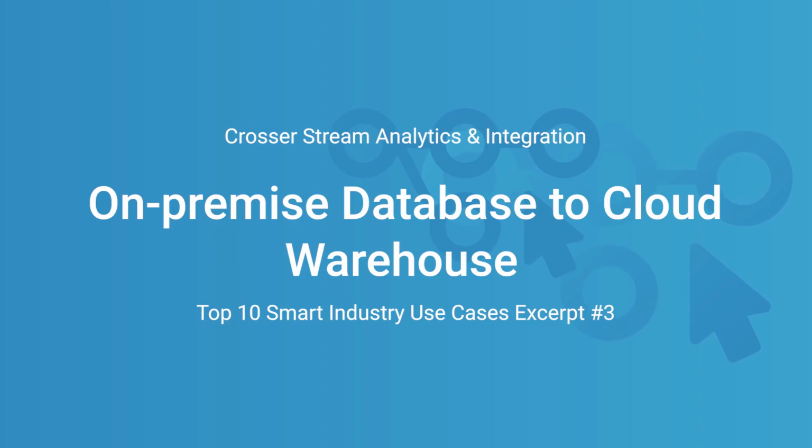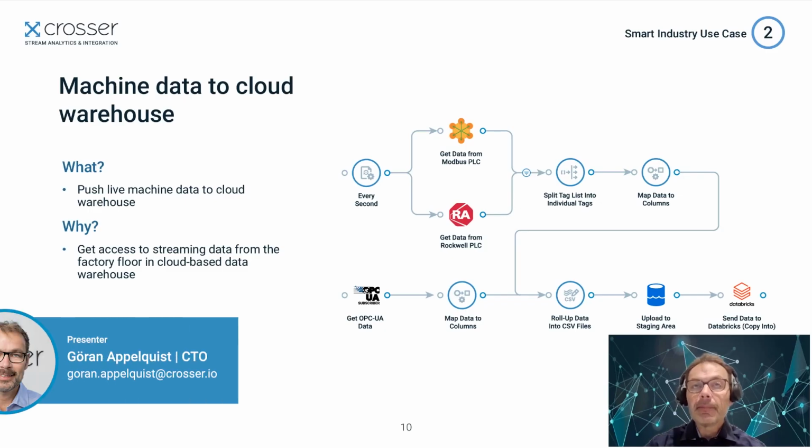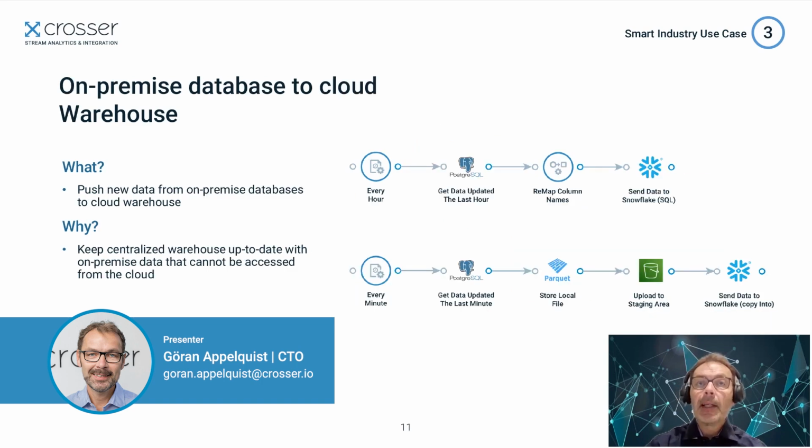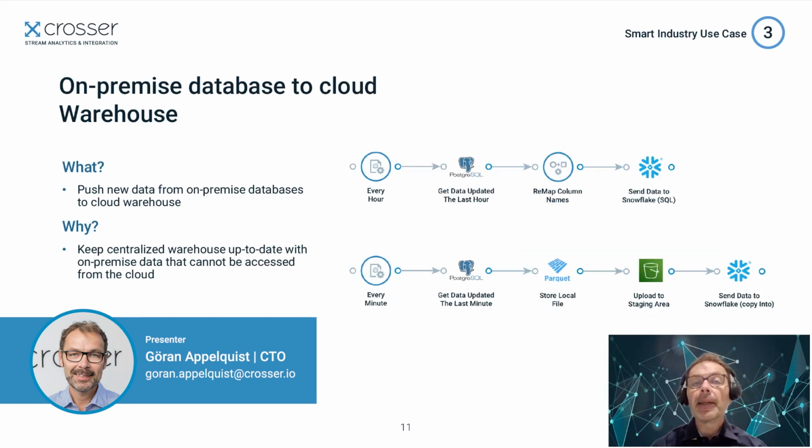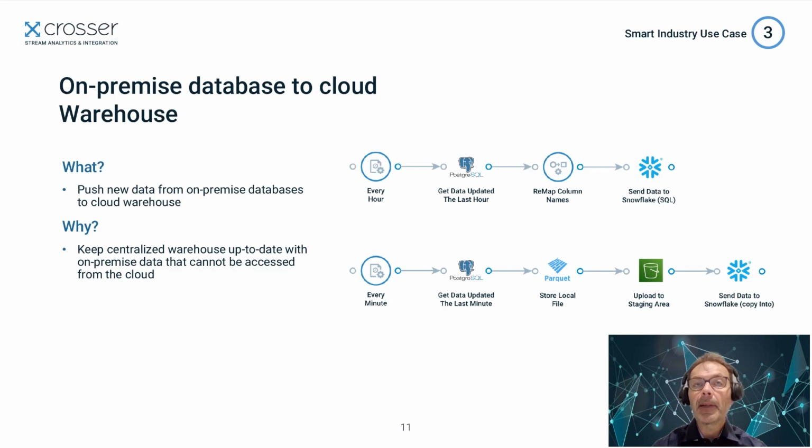Another similar example, but not using machine data, is to replicate data that you have in on-premise databases into your cloud data warehouse. In this use case, I used Snowflake as an example of another warehouse, and we also used another database. So here we have two of the options that you can use to feed data into the warehouse. In the previous example, we saw that we used files and then uploaded files, and that is also what we have in the lower example here.